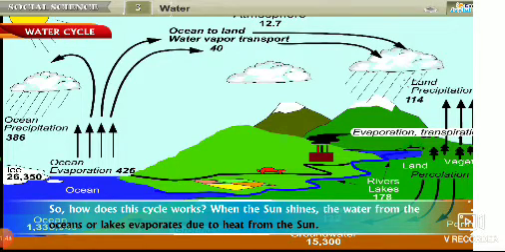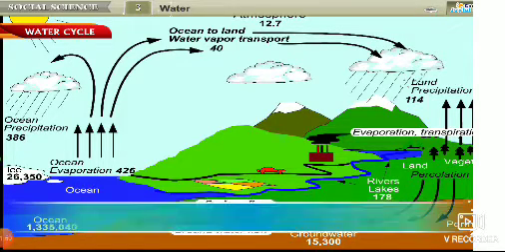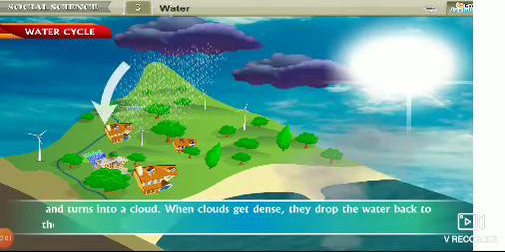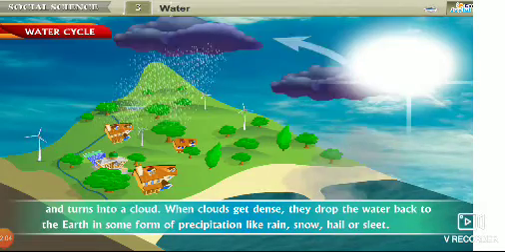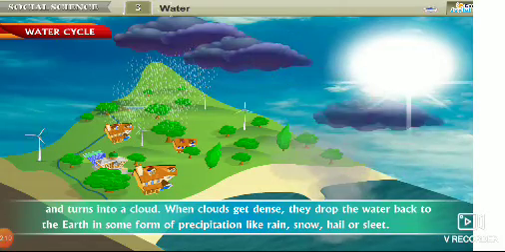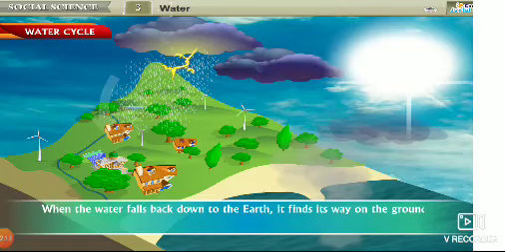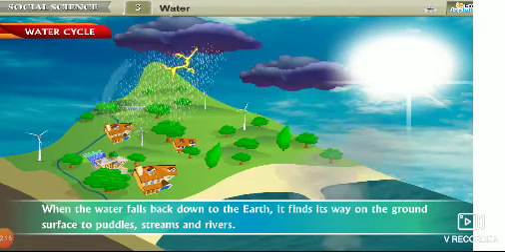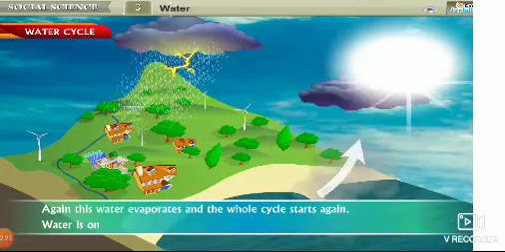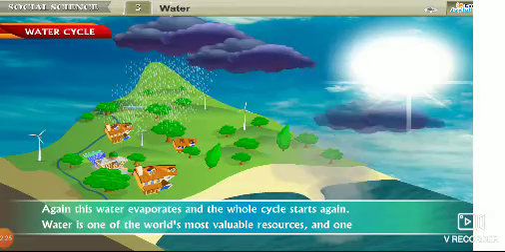When the sun shines, the water from the oceans or lakes evaporates due to heat from the sun. When it evaporates, it turns into water vapor and goes up into the atmosphere. This water vapor combines with other water vapors and turns into a cloud. When clouds get dense, they drop the water back to the earth in some form of precipitation like rain, snow, hail, or sleet. When the water falls back down to the earth, it finds its way on the ground surface to puddles, streams, and rivers. Again, this water evaporates and the whole cycle starts again.